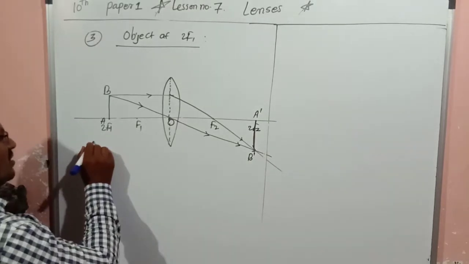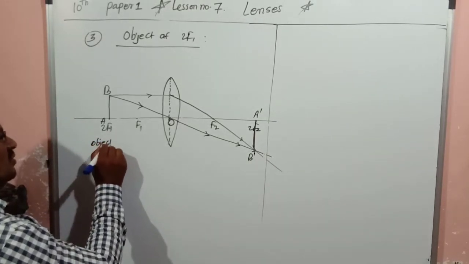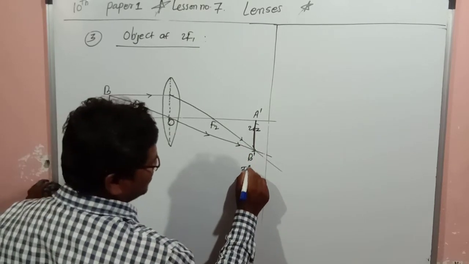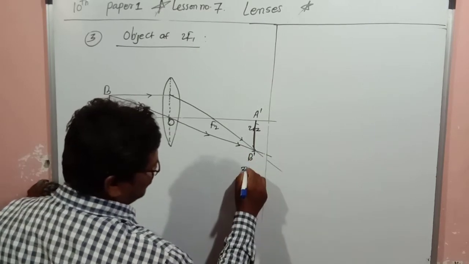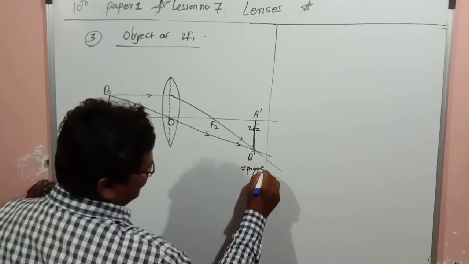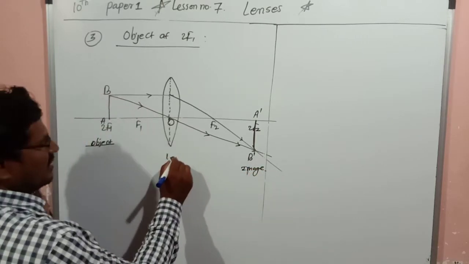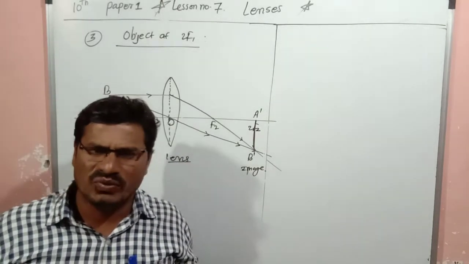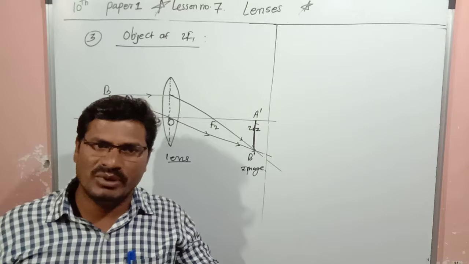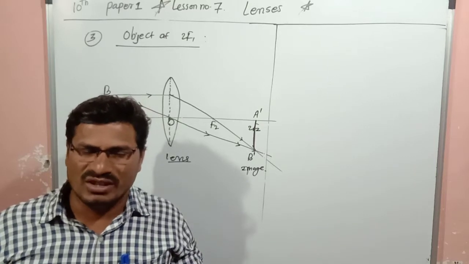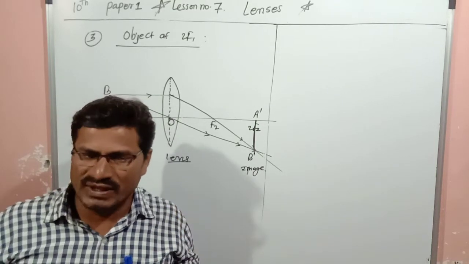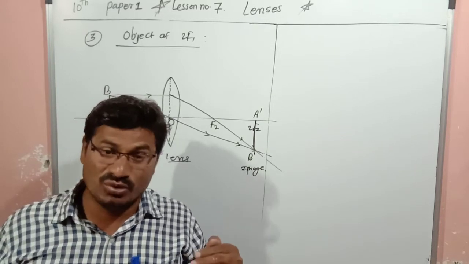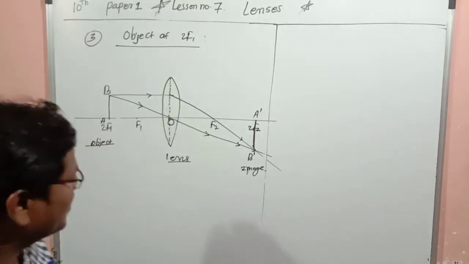This one will be the object here. Object will be at 2f1. Image will be at 2f2, and this one is the lens. So you have to draw a diagram. These diagrams are very simple, and if you remember the three rules for drawing the ray diagram that you have studied, then it will be very easy to understand and very easy to draw the ray diagram.